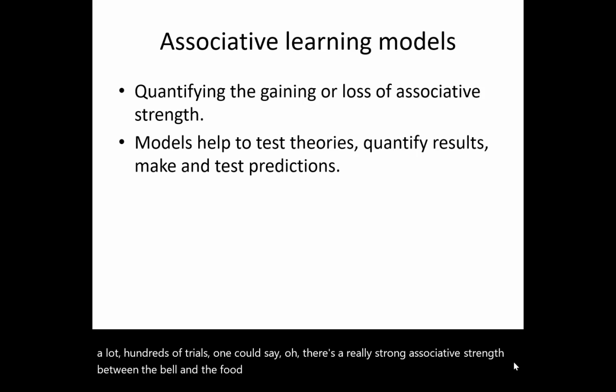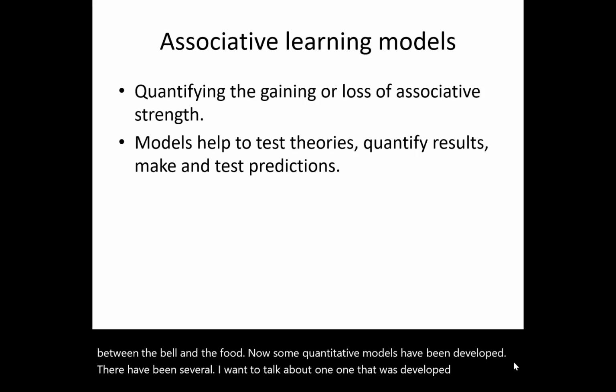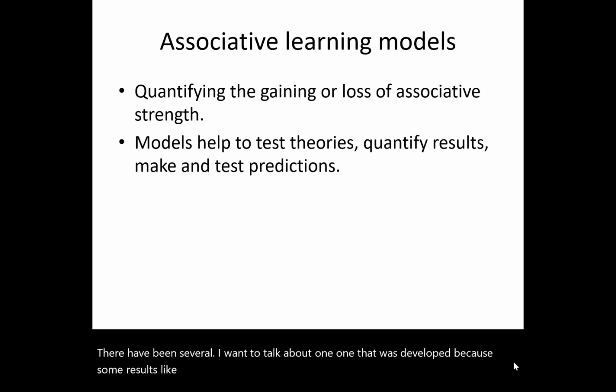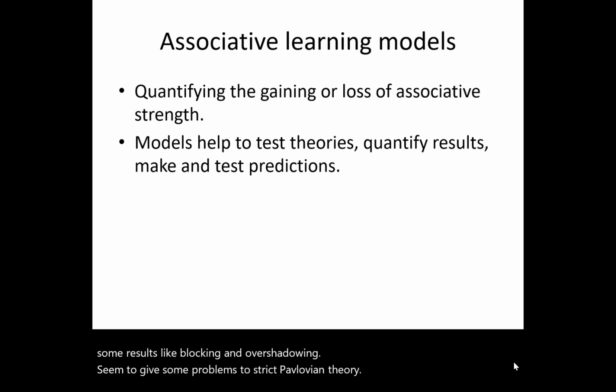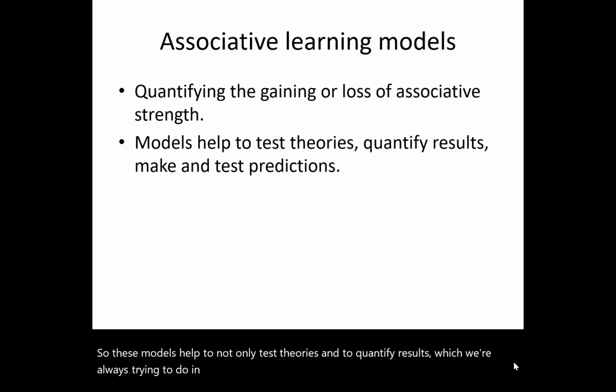Now, some quantitative models have been developed. There have been several. I want to talk about one that was developed because some results like blocking and overshadowing seem to give some problems to strict Pavlovian theory. So these models help to not only test theories and to quantify results, which we're always trying to do in psychology, but also make predictions about other things we might see.